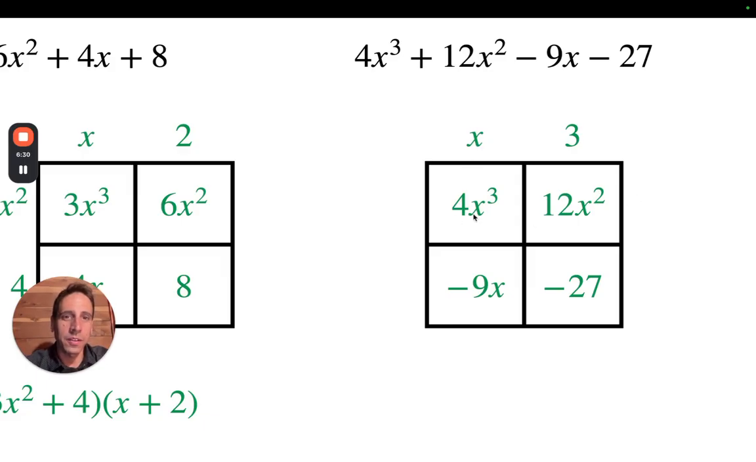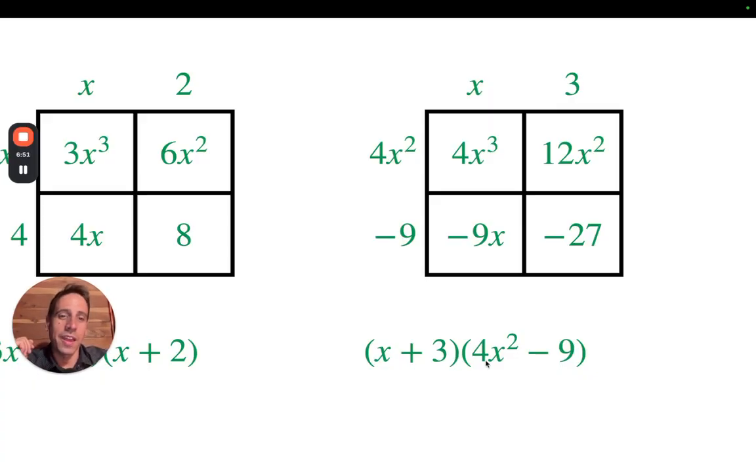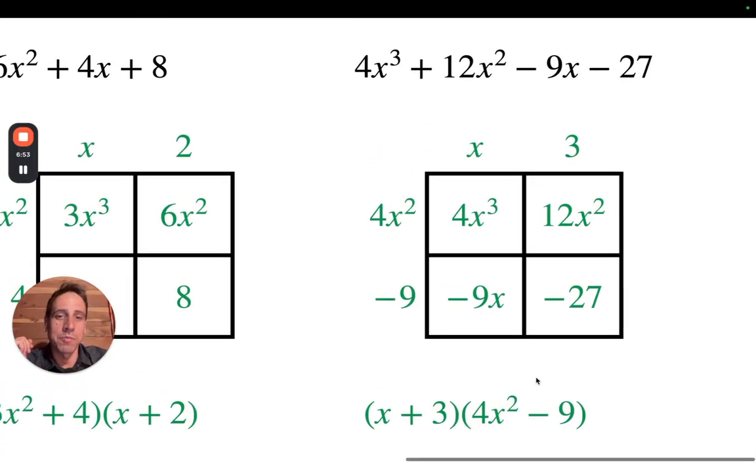X times what is 4x cubed? 4x squared. X times what gives you negative 9x? That's negative 9. But these also happen to be the greatest common factors of the top row and the bottom row. Then now we have what we need in order to write the factored version. If you were to FOIL x plus 3 and 4x squared minus 9, you would get back to the original.